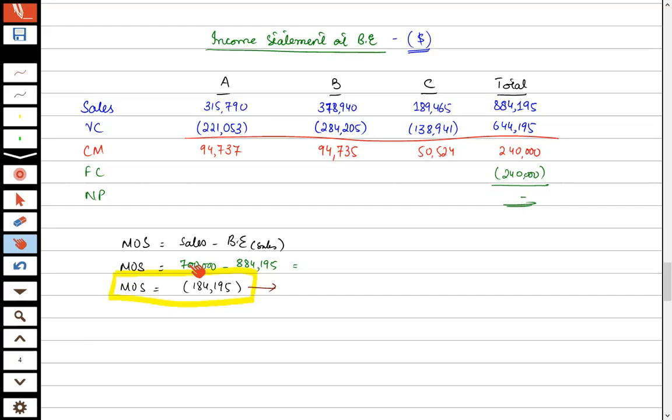And if this is the case, then the MOS ratio will not be calculated, because a ratio cannot be negative. It's just like a percentage. You haven't heard from anyone that my student got negative 90 percent in the matriculation exam. The percentage cannot be negative. Okay, this was about the product mix.